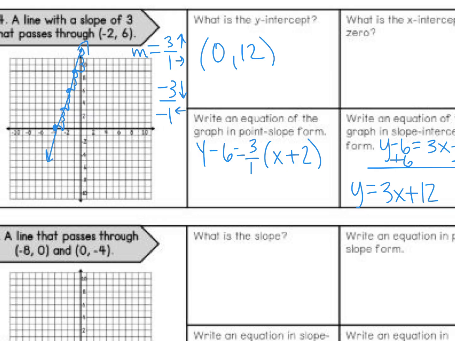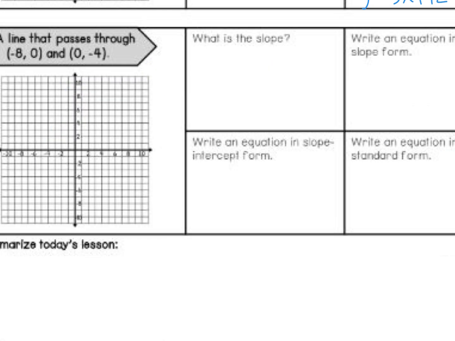What is it? -4. Would this be one that you might want to double check in Desmos? Yeah. How are we going to find the slope on this? Y2 minus Y1 over X2 minus X1. Or you can make a mini table. So plus 4 minus 8. So we get 4 over -8.